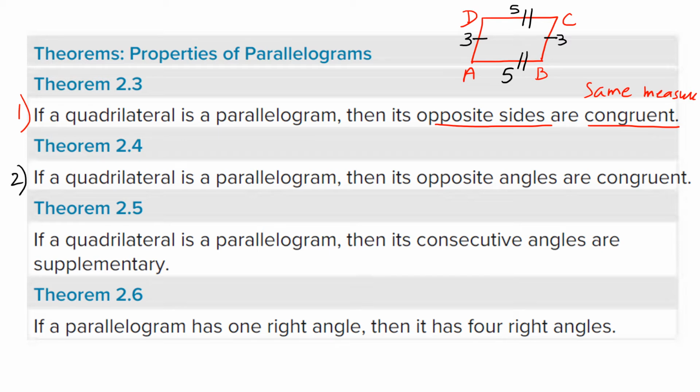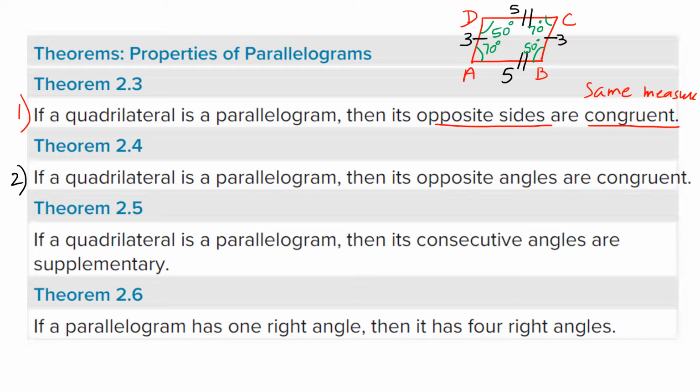Second theorem, if a quadrilateral is a parallelogram, then opposite angles are congruent. So the opposite angles are going to be the same as well. So if this is 70 degrees, this is also 70 degrees. And if this is 50 degrees, this is also 50 degrees. So they are like that.